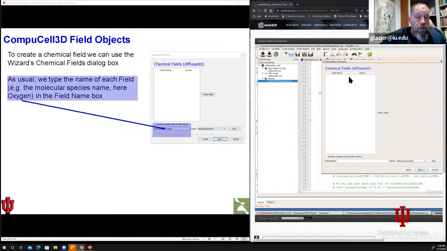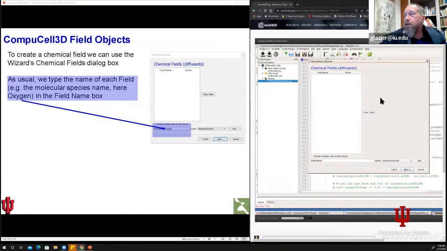And now I come to the chemical fields. Can people see the wizard? So I now have this chemical field box that I've been ignoring, and it says chemical fields, diffusants. Some of these things may have changed slightly in their display because some of these screenshots are from older versions of CompuCell, so I apologize.